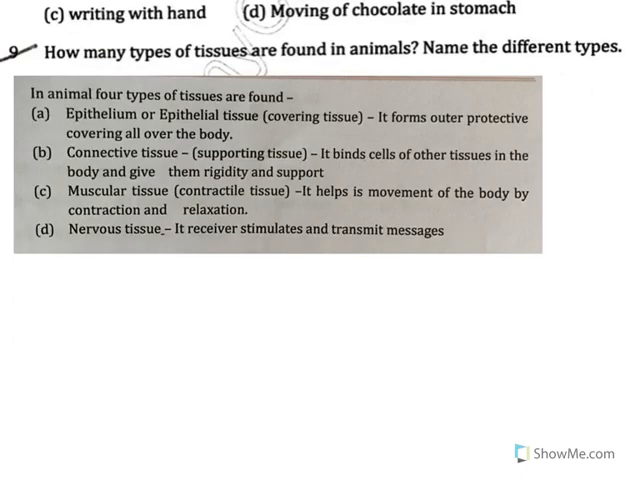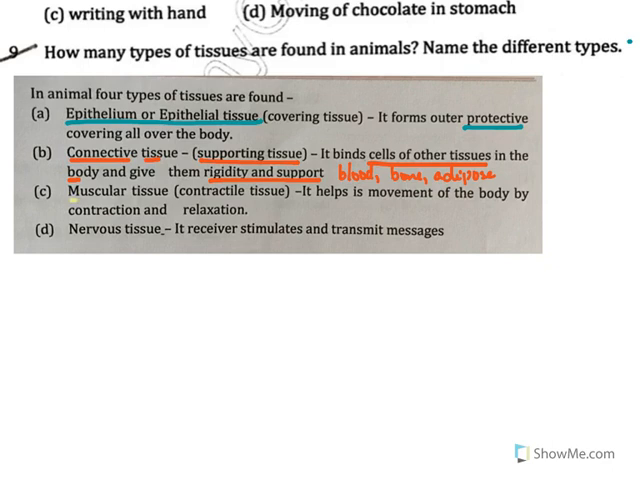How many types of tissues are found in animals? Name the different types. First is the epithelium or the epithelial tissue. It forms a protective covering all over the body. Then we have the connective tissue, which is a supporting tissue. It binds the cells of other tissues in the body and gives rigidity and support. Examples of connective tissues are blood, bone, and adipose. They connect the different parts of the body.